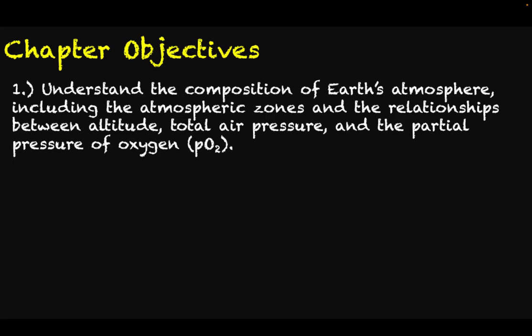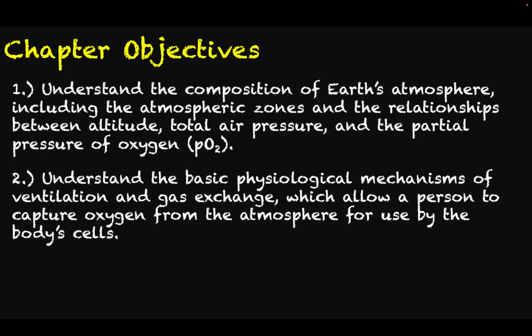So our chapter objectives here are, number 1, to understand the composition of Earth's atmosphere, including the atmospheric zones and the relationships between altitude, total air pressure, and the partial pressure of oxygen. We want to also understand the basic physiological mechanisms of ventilation and gas exchange, which collectively are called respiration. And these are going to allow a person to capture oxygen from the atmosphere so that that oxygen can be made use of by the body's cells.